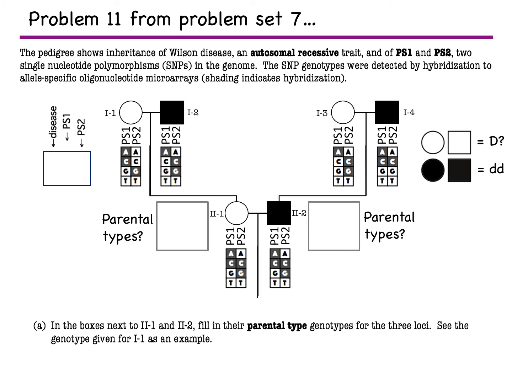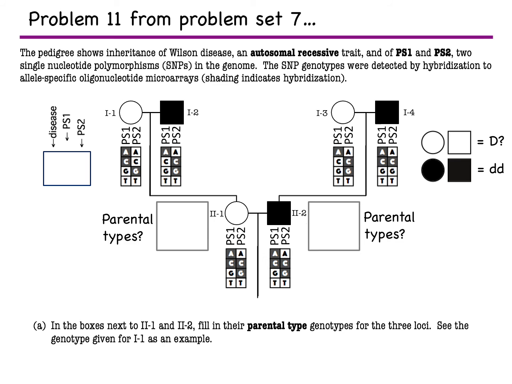So just to read the question, the pedigree shows inheritance of Wilson's disease, an autosomal recessive trait, and of PS1 and PS2, which are two single nucleotide polymorphisms in the genome. And what I'm showing here is that the SNP genotypes were detected using hybridization to allele-specific oligonucleotide microarrays, and the shading indicates hybridization, and the results are shown below each of the individuals in the pedigree.